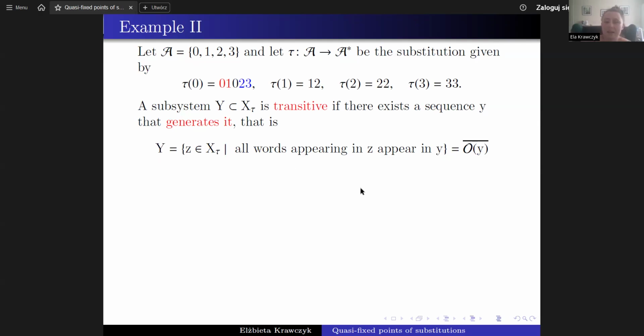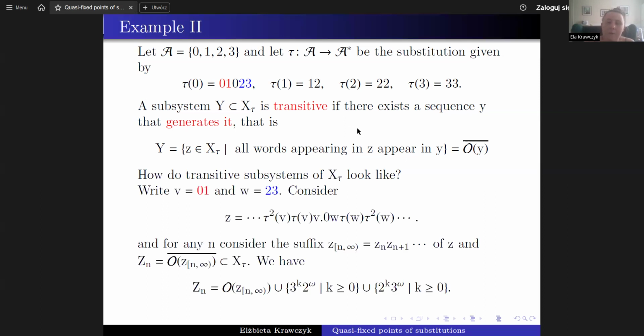So what we were interested in, in my old work with Jakub Byszewski and Jakub Konieczny, was to understand how well behaved these transitive subsystems of substitutive or automatic sequences are. So we know that you have some sequence Y generating this subsystem, but of course, in general, you can have a lot of these sequences. So there exists a sequence which is particularly nice, which generates it. And in this particular example, this is the question. We want to understand what the transitive subsystems of this system look like.